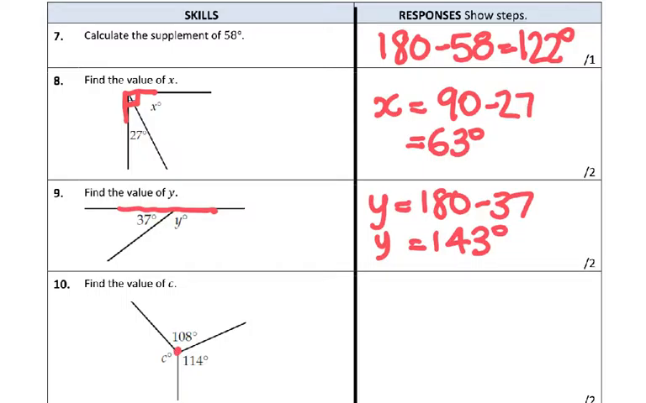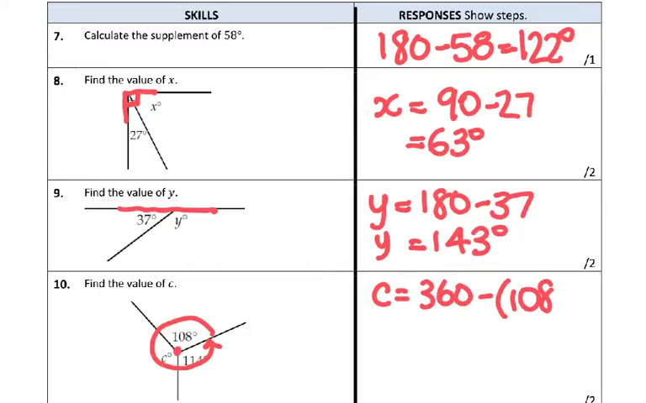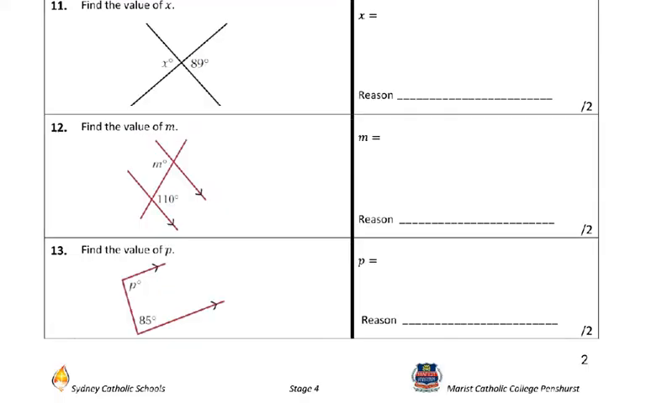When you have angles at a point, that's 360 degrees all the way around. So the c will equal 360, take away the other two angles of 108 and 114. And when you work that out, that will be 138 degrees.